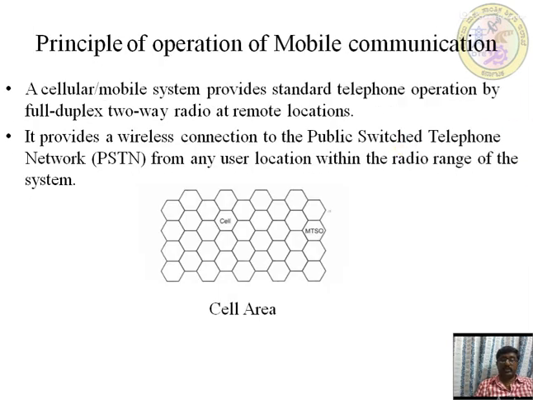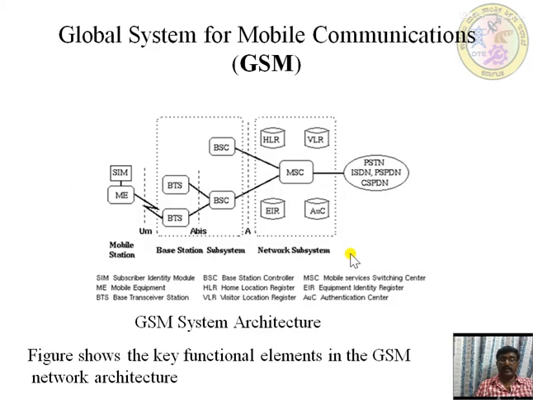It provides a wireless connection to the public switched network, that is PSTN. PSTN means public switched telephone network, from any user location within radio range of the system. Okay, so this one is the cell area. So this is the cellular network. When we pass from one cell to another, the cellular network will pass the information from one to the next, and then we get it at the last area. So this is the structure of the cellular area.